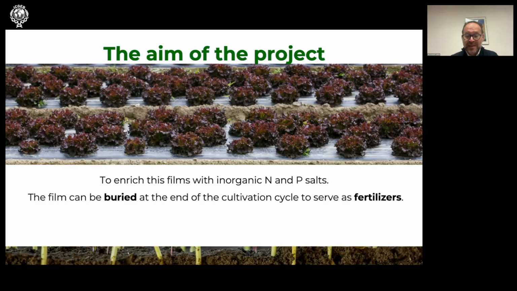Another important aspect was that by enriching them with nitrogen and phosphorus, we modify the carbon to nitrogen ratio and the carbon to phosphorus ratio, just to make these ratios more comfortable for soil microorganisms. So soil microorganisms can decompose these films very easily.